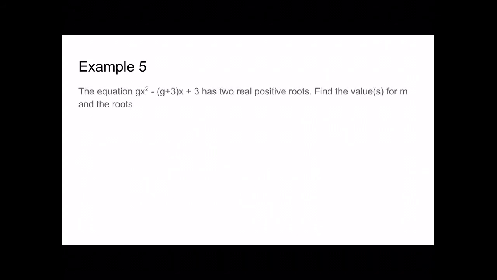The equation gx squared minus g plus 3x plus 3 has two real positive roots. Find the values for m and the roots. Not m, what the heck am I doing? Find the values for g and the roots, okay? Alright. So two real positive, that means b squared minus 4ac, both roots must be greater than 0. Okay, so those are the two requirements there. So b squared minus 4ac has to be greater than 0.